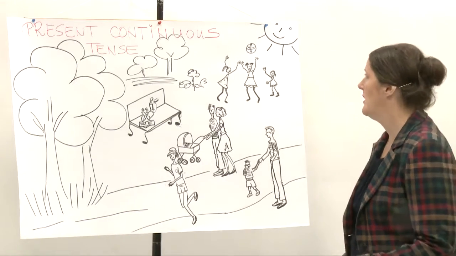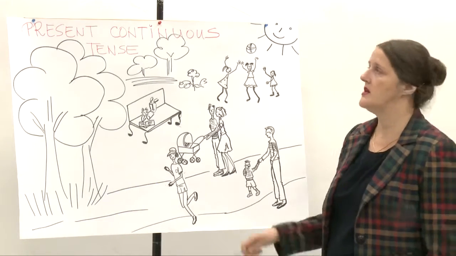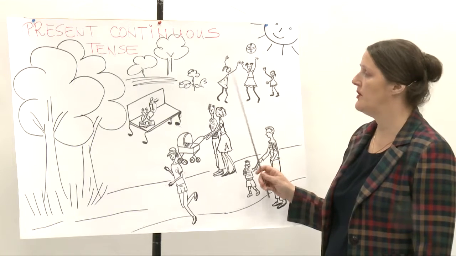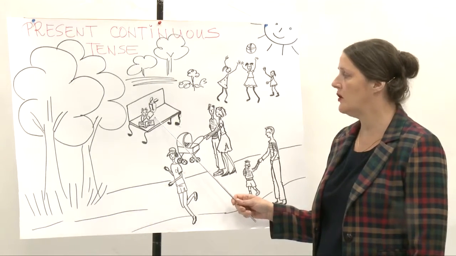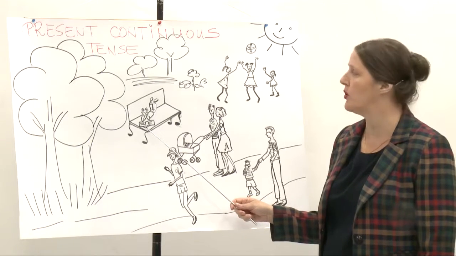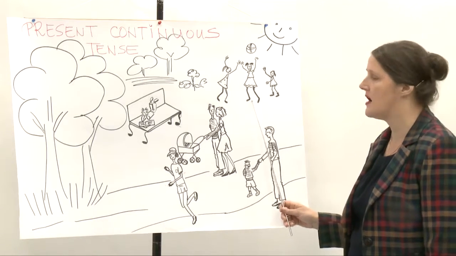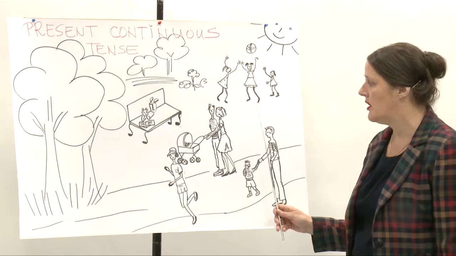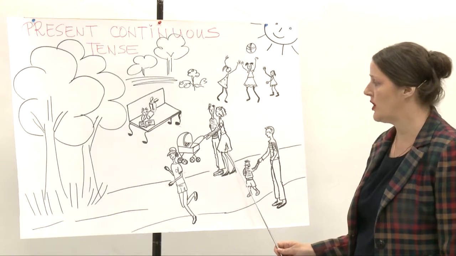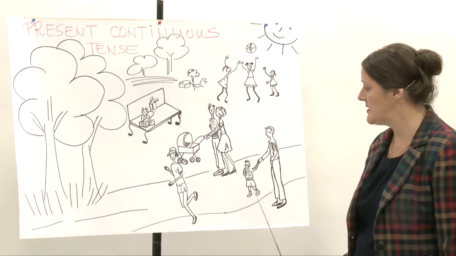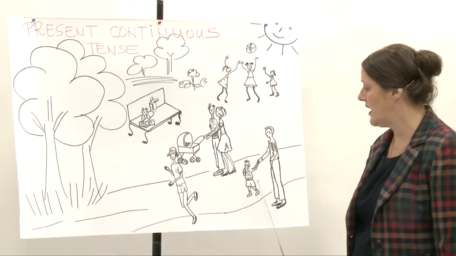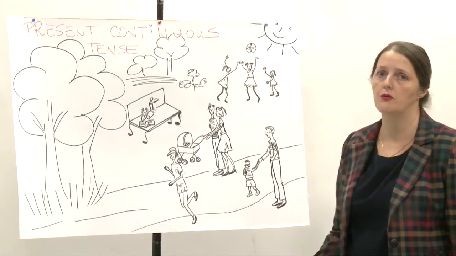We can see on this picture that it's a beautiful sunny day. People are in the park. This boy here is lying on the bench and he is reading a book. These three girls are playing with the ball. This couple is walking with their baby. This man is running, and this little boy is eating an apple and walking with his father through the park.